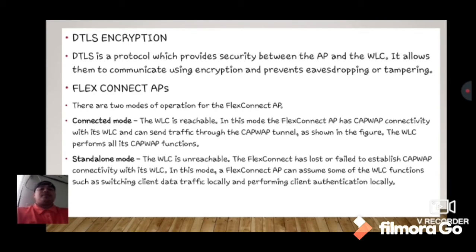FlexConnect APs. There are two modes of operation for the FlexConnect AP. Connected mode. The WLC is reachable. In this mode, the FlexConnect AP has CAPWAP connectivity with its WLC and can send traffic through the CAPWAP tunnel. As shown, the WLC performs all its CAPWAP functions.